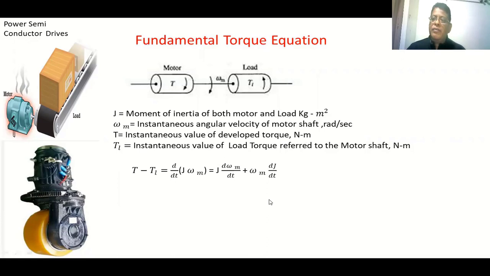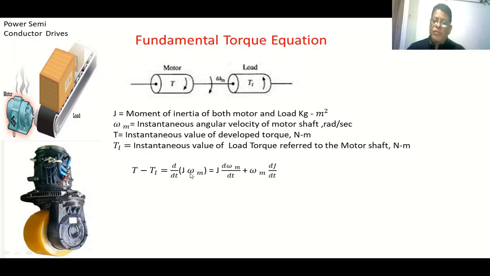This is the fundamental equation which represents the motor as well as the load. This is the generated torque, this is the load torque. The difference between the generated torque and the load torque is equal to d by dt of J omega m. J is the moment of inertia, where omega m is the speed of the motor.